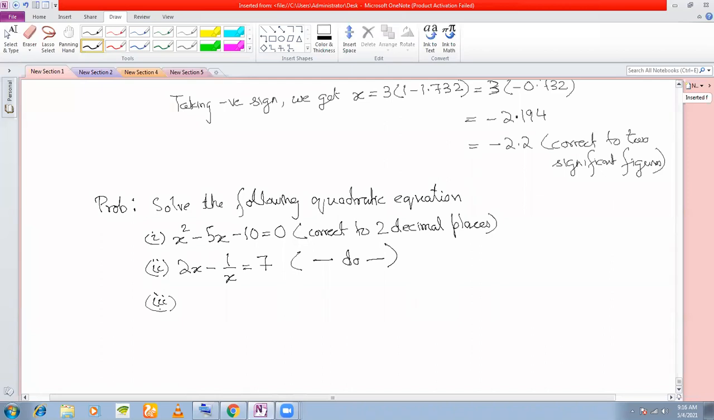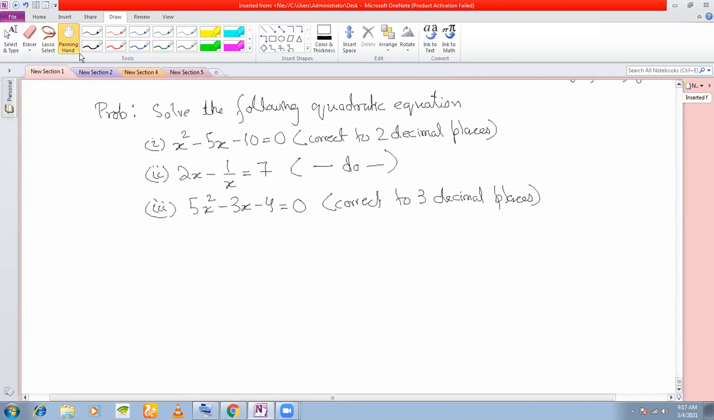And the third one is 5x square minus 3x minus 4 equal to 0. This you will find correct to 3 decimal places. Okay, so we'll conclude this exercise with these 3 problems, and then we'll move on to nature of roots of a quadratic equation. So we start with the first one.